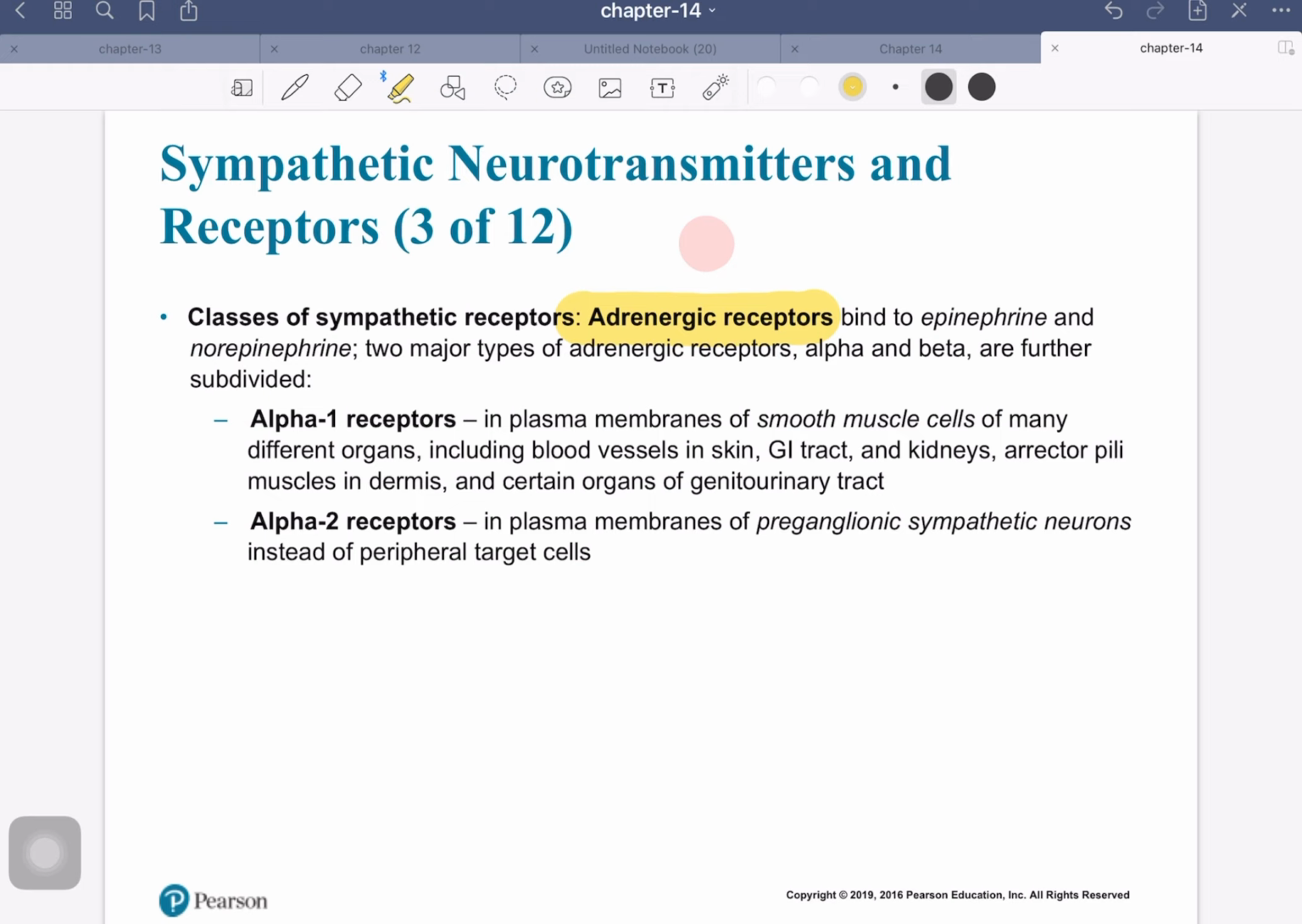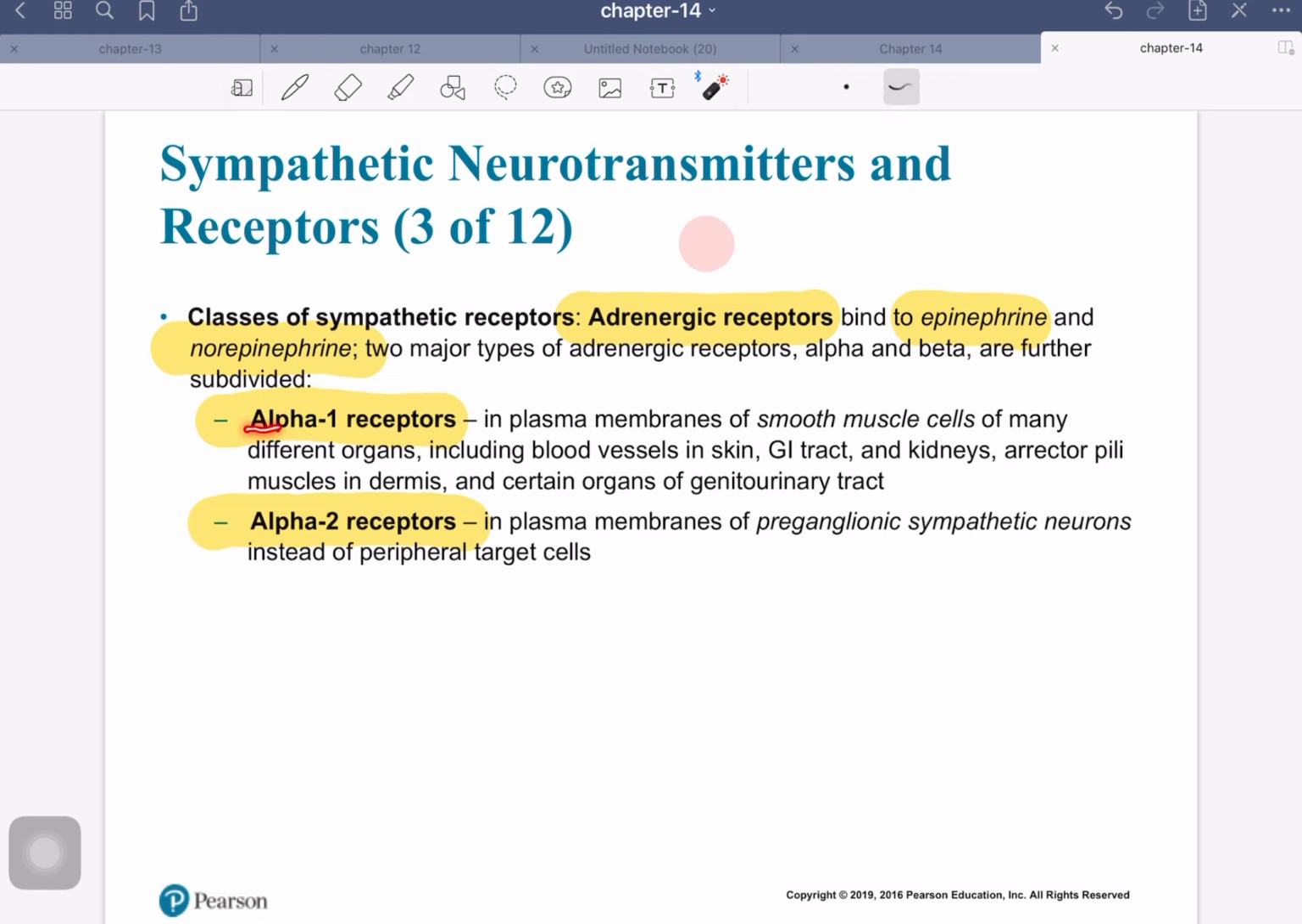So adrenergic, adrenaline, epinephrine, norepinephrine, all those names should really link in your brain. Now, when we start to look at what we call the adrenergic receptors, these are the ones that bind epinephrine or norepinephrine. And there's two main classes that we're going to look at. One are the alpha-1 receptors, and the other one are the alpha-2 receptors. So what's the difference? The difference is where they are and sort of what effect they'll have at the target.